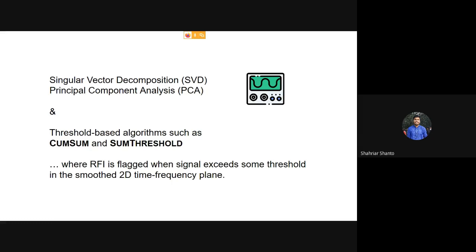So we first thought, or astronomers thought, we can use threshold-based algorithms to mark and remove the stronger signals, and then we can get the signals that we are interested in. So cumulative sum and sum threshold is like the standard of algorithm-based approaches.